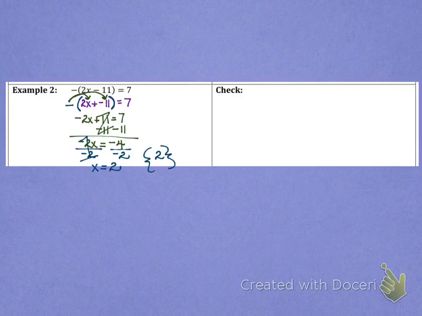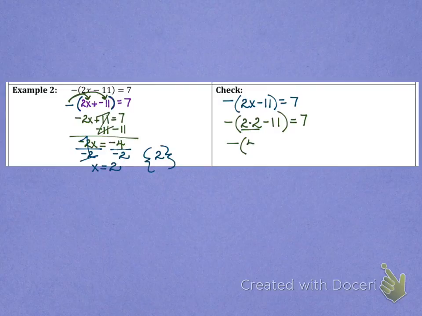Let's try the check. I've got my original, and I'm going to now show the plug-in line. 2 times 2 minus 11 equal to 7. Again, what I want to do is follow order of operations and do parentheses first. 2 times 2 gives me 4, and I've still got the minus 11. 4 minus 11 gives me negative 7, and this opposite sign says take the opposite of negative 7, which is positive 7. So 7 equals 7, check mark, you're done.